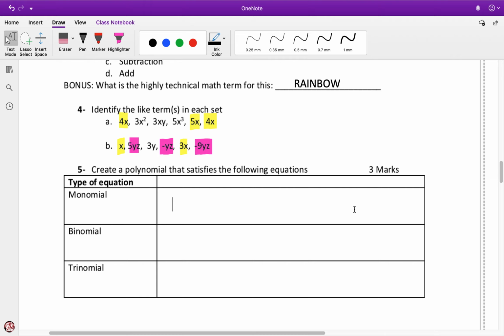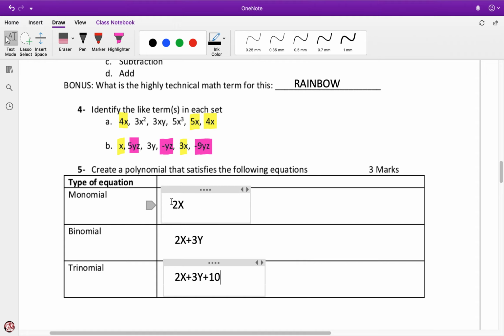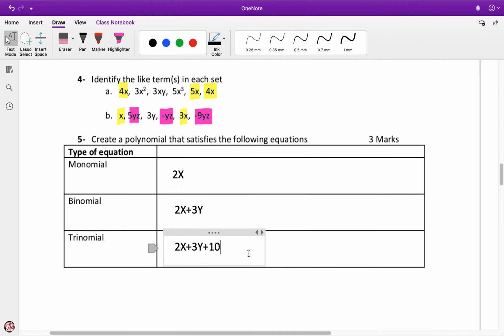Now, a monomial is 1 term, so I could do 2x. A binomial is 2 terms, so it's 2x plus 3y. And a trinomial is 3 terms, so 2x plus 3y plus 10. You could put anything in there: 1 term, 2 terms, 3 terms.